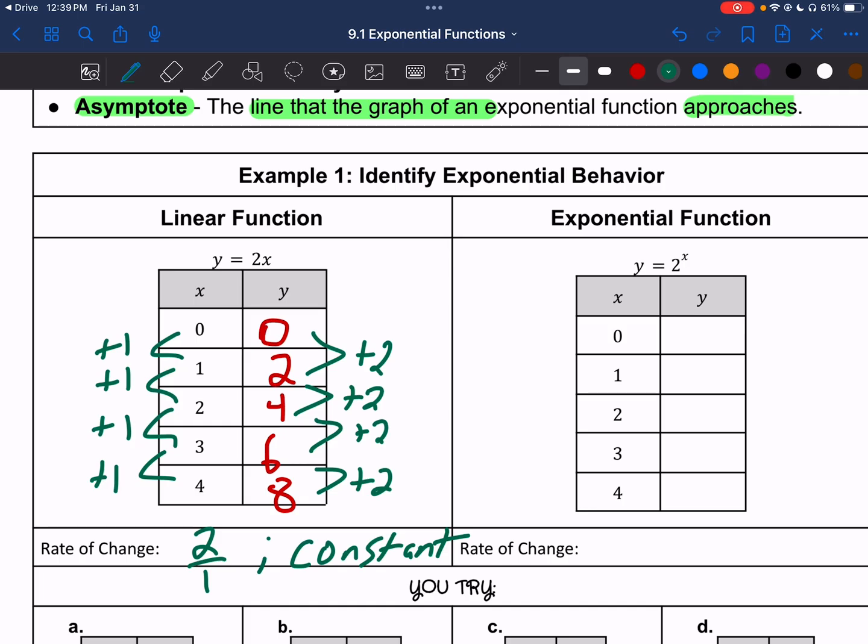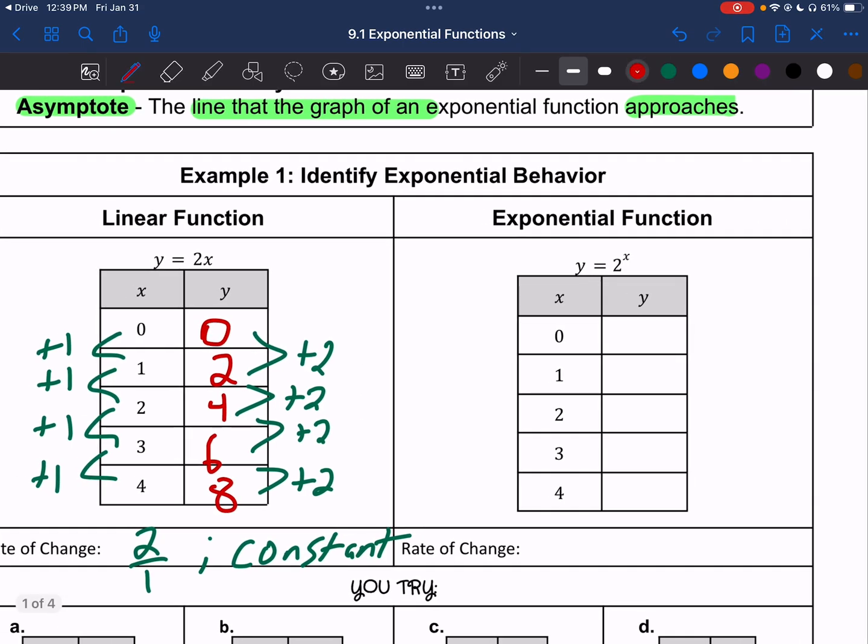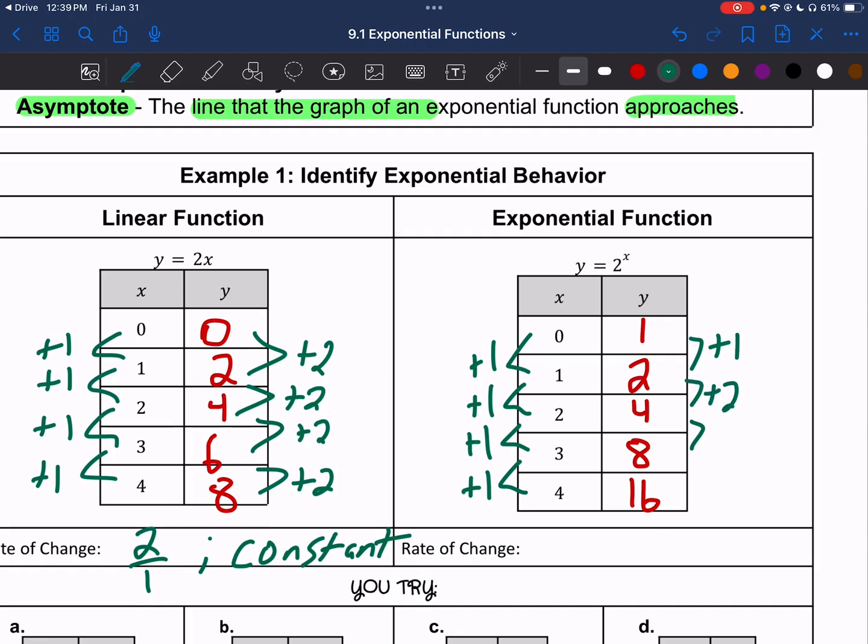Now, if we look at the rate of change for an exponential function, 2 to the 0 power, anything to the 0 power is 1. 2 to the first power is 2. 2 to the second power is 4. 2 to the third power is 8. 2 to the fourth power is 16. If we take that same approach, we're adding 1 for each time on our x value. And our y value, we're adding 1, we're adding 2, we're adding 4, we're adding 8. Well, that doesn't seem right. So it's not constant, right?